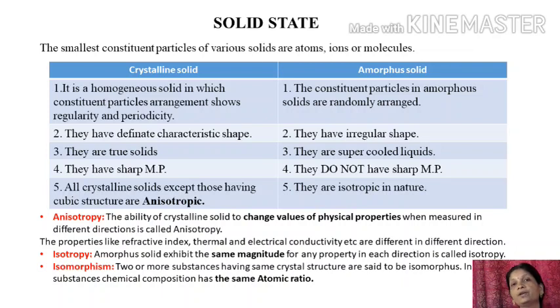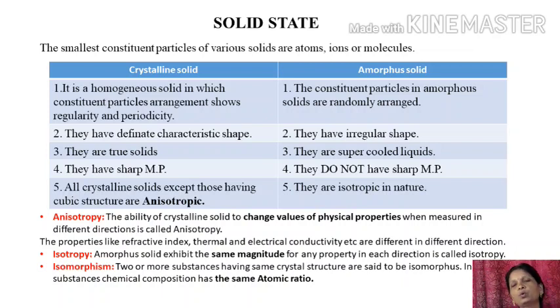Crystalline solids have definite characteristic shape. Amorphous solids have irregular shape. Crystalline solids are true solids. Amorphous solids are supercooled liquids. Crystalline solids have sharp melting point. Amorphous solids do not have sharp melting point. All crystalline solids except those having cubic structure are anisotropic. Amorphous solids are isotropic in nature.